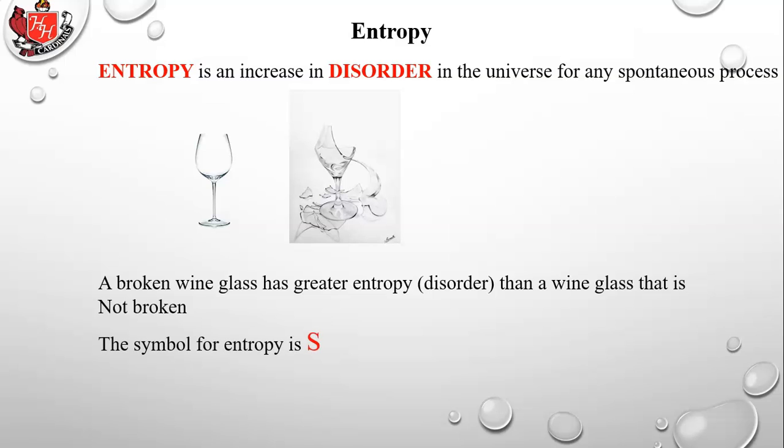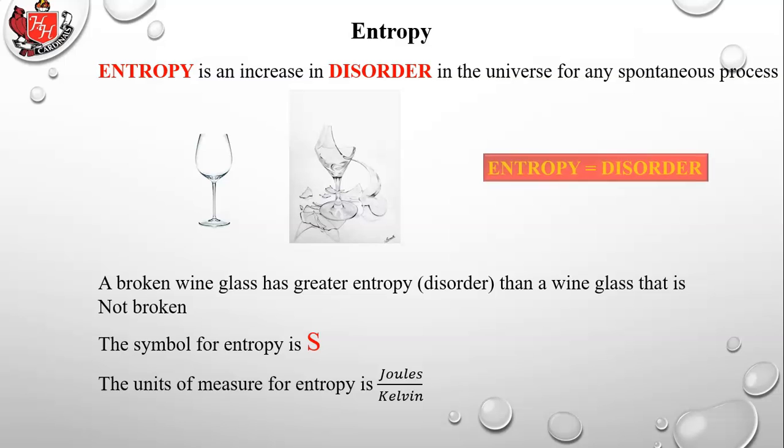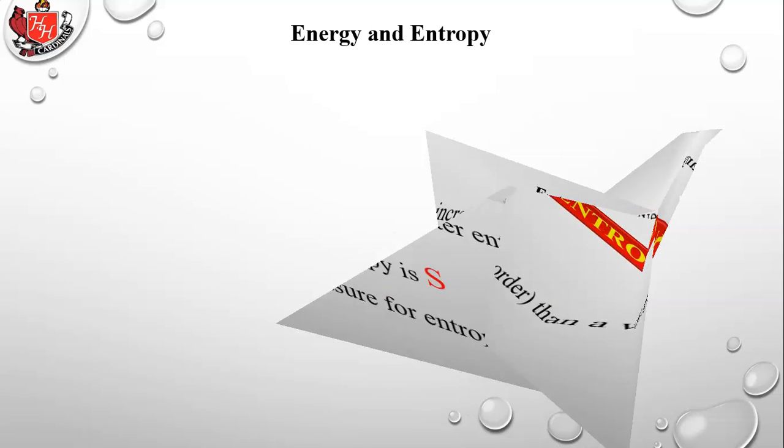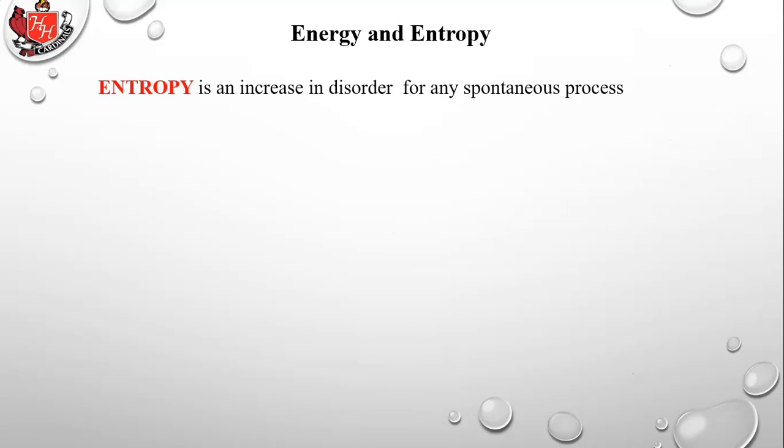So the symbol for entropy is capital S, and the units of measure for entropy is joules per Kelvin, but we're not going to get into that. So entropy means disorder, so it sometimes gets confusing. If you say something has greater entropy, it means it's more disorderly, not more orderly. So don't get that backwards. Greater entropy means greater disorder. Entropy is an increase in disorder for any spontaneous, any natural process.